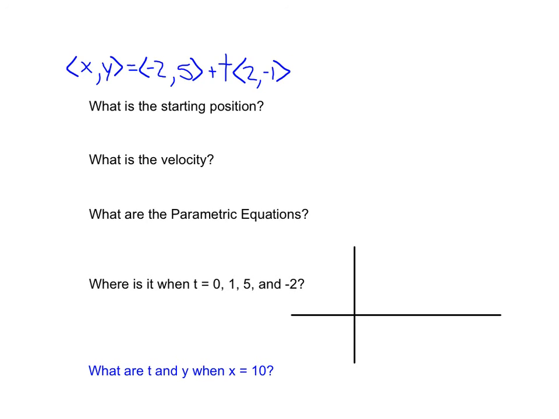We have x and y instead of x, y, and z. Alright? What would our starting position be? What point are we starting at? According to this equation right here, xy is negative 2, 5 plus t times 2, negative 1. Yeah, the negative 2, 5. So negative 2, 5 would be our starting position. Okay? What would our velocity equal? I'm going to write this as a vector. What's our velocity?